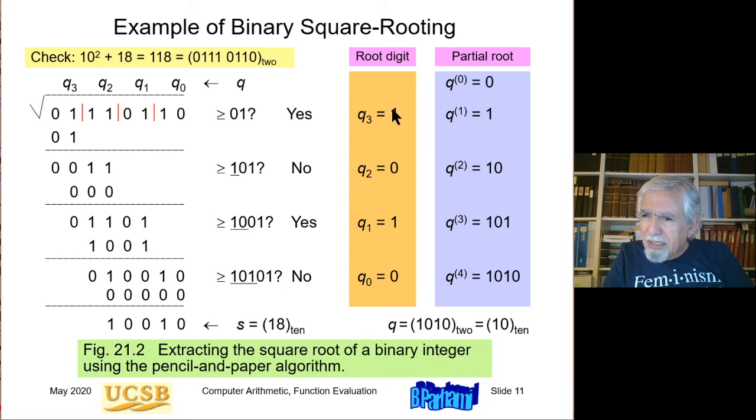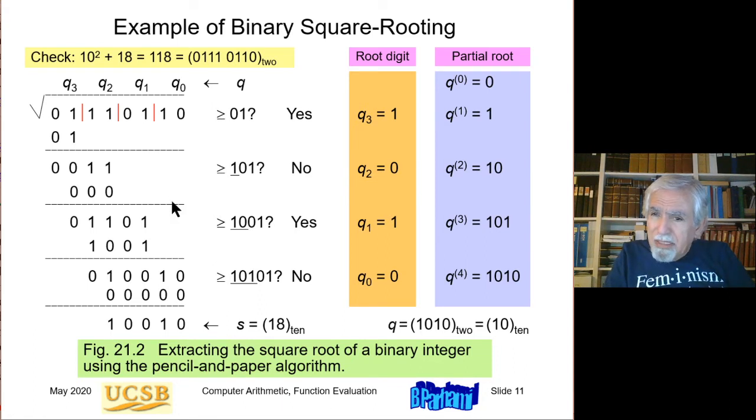So 10 is this number, 1010. 18 is this number, 16 plus 2. And again, notice that the remainder is larger than the quotient. It can be as much as twice as large. Okay. Now we understand the manual square rooting algorithm. We just have to implement this in hardware.